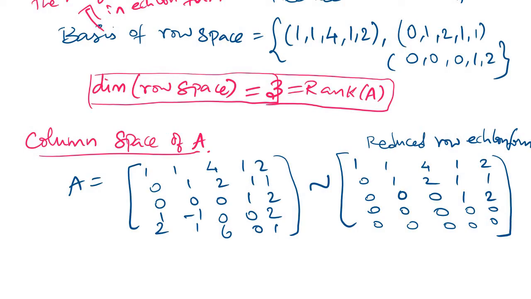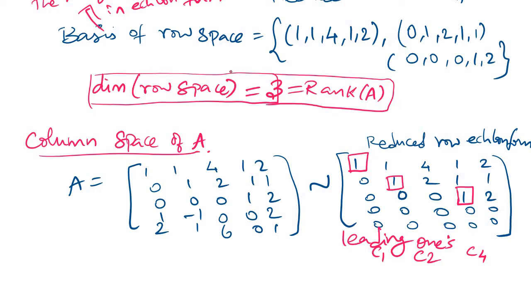Here we have to find the leading ones. Leading ones are nothing but the pivot elements. In the first column, this 1 is the pivot element. In the second column, this is the pivot element. In the third column, there is no pivot element. In the fourth column, this is the pivot element. So these are called the leading ones. In this reduced row echelon form, the leading ones lie in column 1, column 2, and column 4.